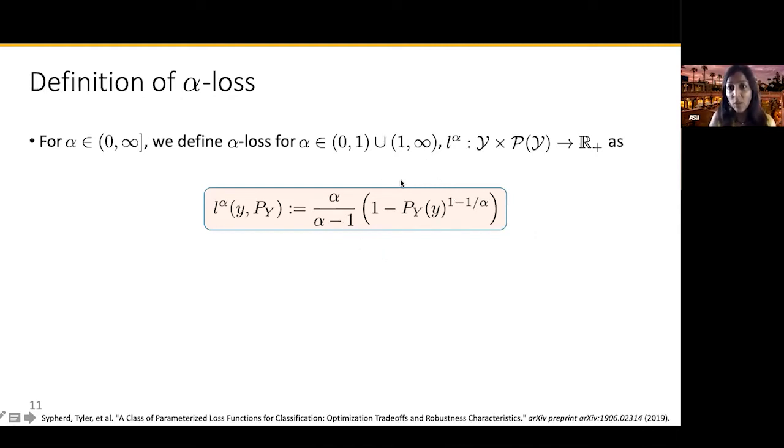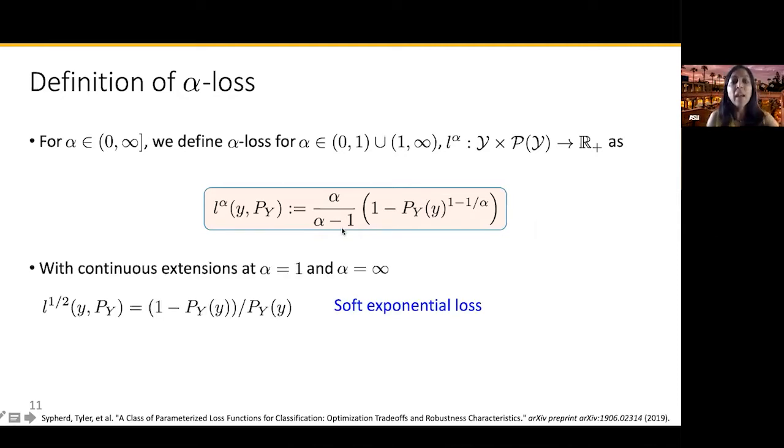And even though this loss function is not defined right now for 1 and infinity, I'll make it clear in a moment. And you're going to take 1 minus this probability raised to this power, multiply it by this factor alpha over alpha minus 1, and you can take continuous extensions at alpha equals 1 and alpha equals infinity.